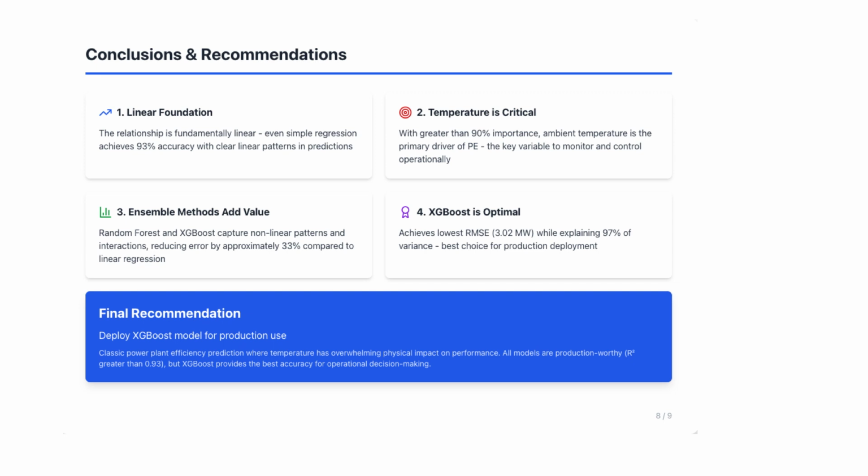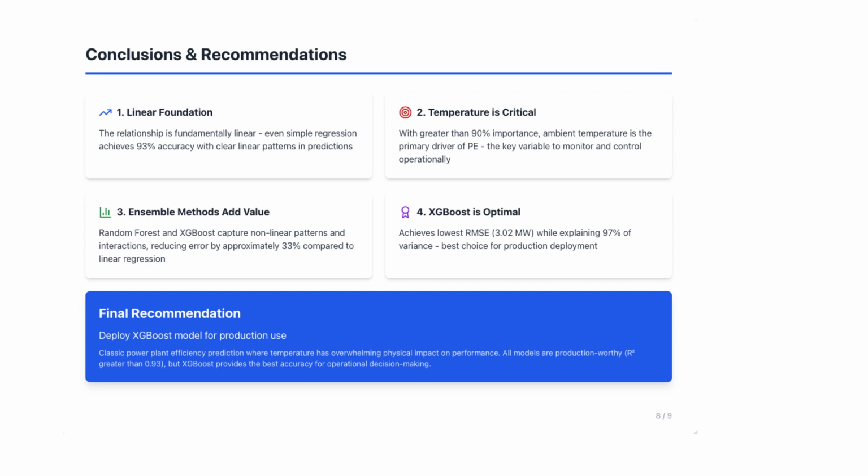Conclusion and recommendations. There are 4 conclusions. First, the relationship is fundamentally linear, as we predicted and verified. Even simple linear regression achieved 93% accuracy. Second, temperature is the critical factor with over 90% feature importance. It's the primary control lever for power output optimization. So in real life, operators should focus monitoring and intervening on temperature management.